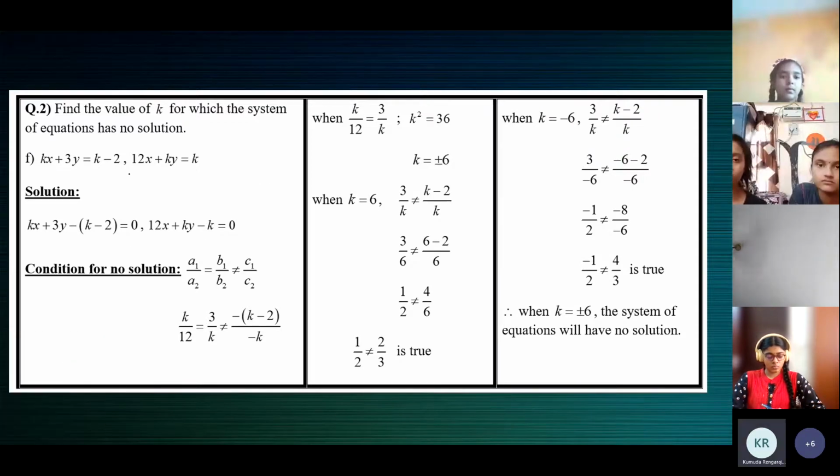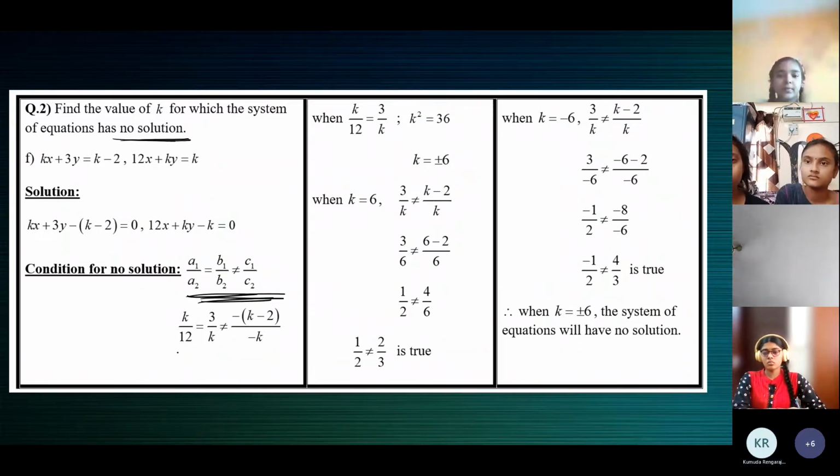Okay, so step 1 is to write the equations in the standard form, and then step 2, identify the values of A1, B1, C1, A2, B2, C2. Keep that ready and then see what condition has to be satisfied. No solution. So write the condition for no solution and substitute the values of A1, A2, B1, B2, C1, C2. So that brings you to this step.